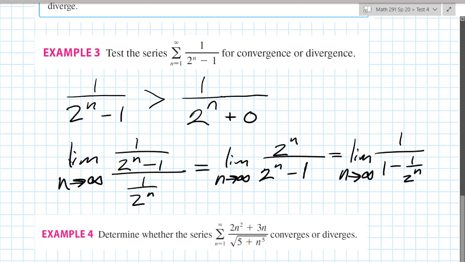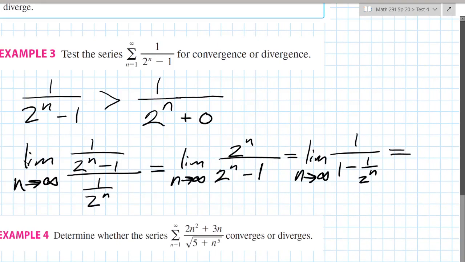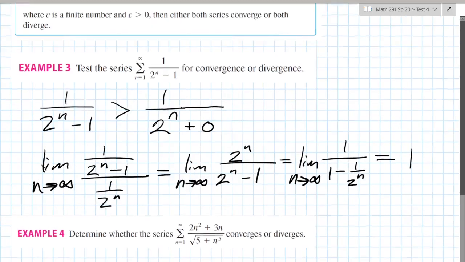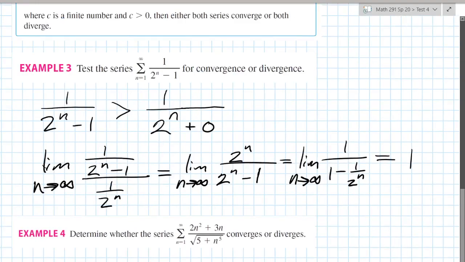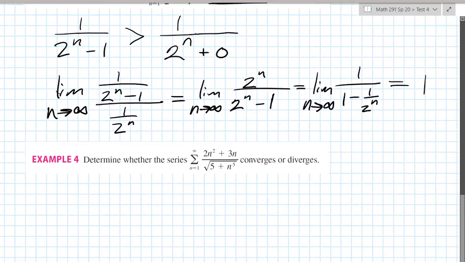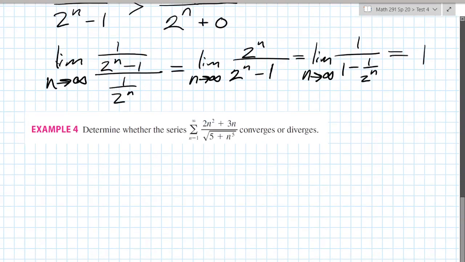This limit is equal to 1 over 1 minus 0. 1 over 1 minus 0 is 1. 1 is larger than 0. 1 is finite. So we can conclude that this new series converges.